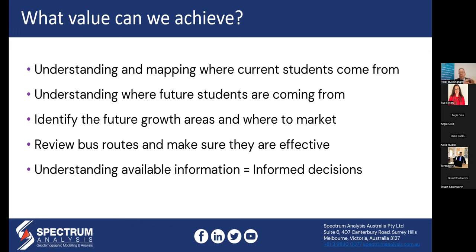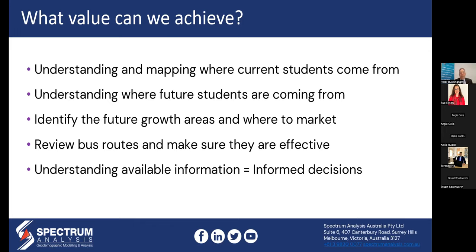So in your individual school's case, we can see where we're strong and where we're not. We will normally be mapping current students. We'll normally be mapping future students to say, well, where are they going to come from? And that gives us an ability to say, well, we're reasonably strong in that area. Are we getting more out of that area than we expect, or are we dropping off? And that's very important in looking at the future. So we like to identify the future growth areas and work with schools on where to market.